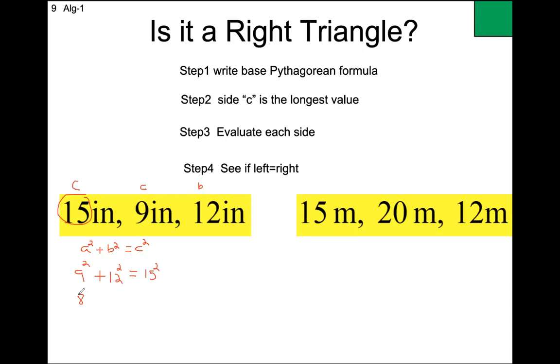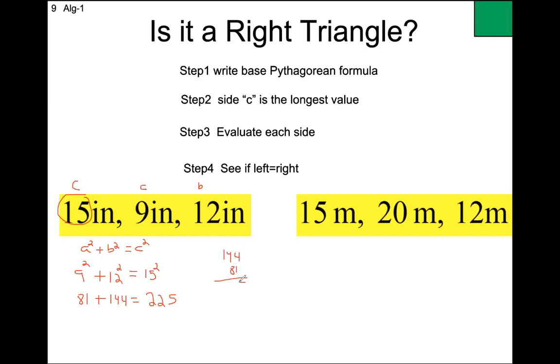9 squared is 81. 12 squared is 144. And 15 squared, that's a tough one to remember. That's why I want you to have these memorized, is 225. Does 81 and 144, I got to do some scratch work here. 144, 81. Does that equal 225?